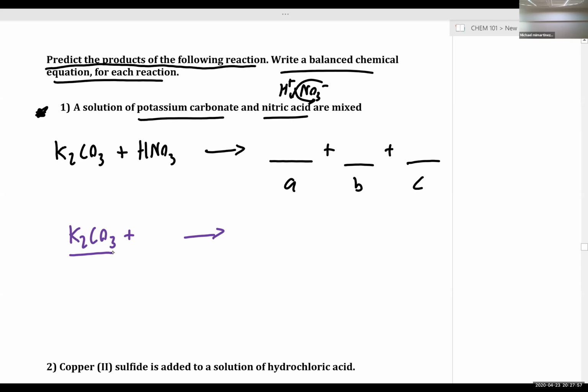Would someone like to propose in the chat what our fully protonated form of potassium carbonate is? Or what is the acid form? What is the fully protonated form or conjugate acid of carbonate anion? And don't be shy to type in the chat.